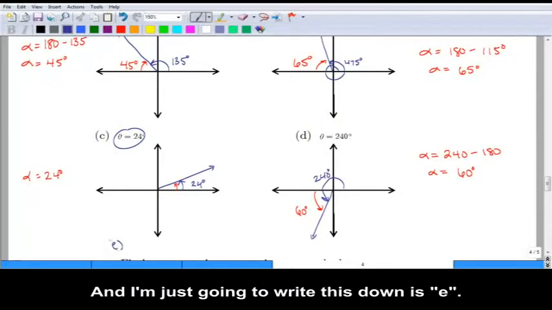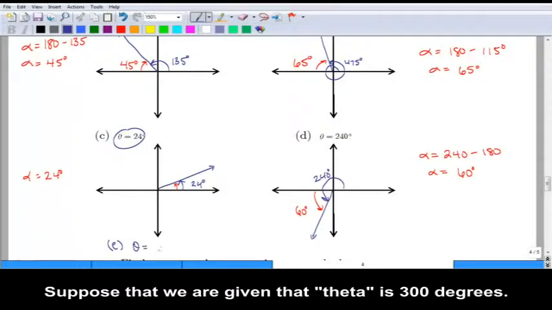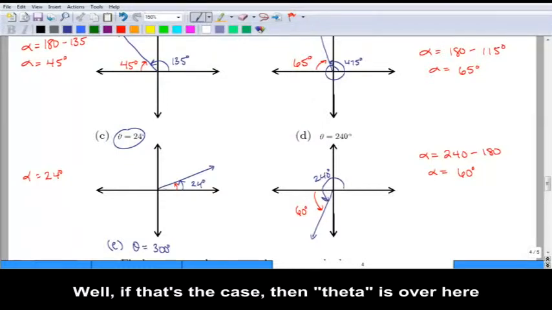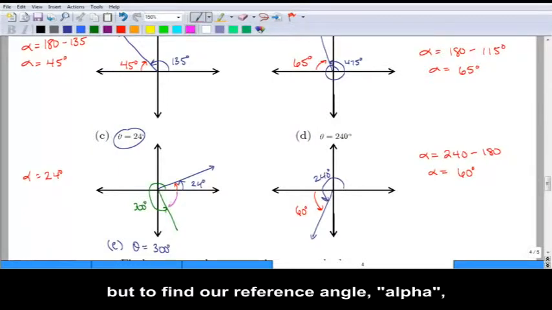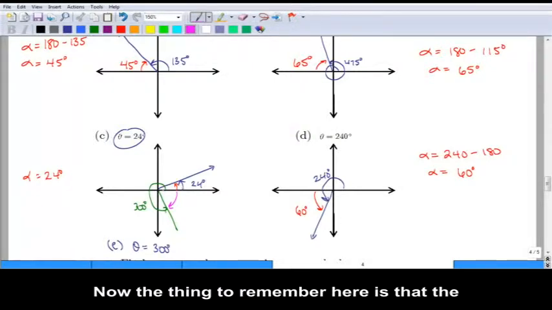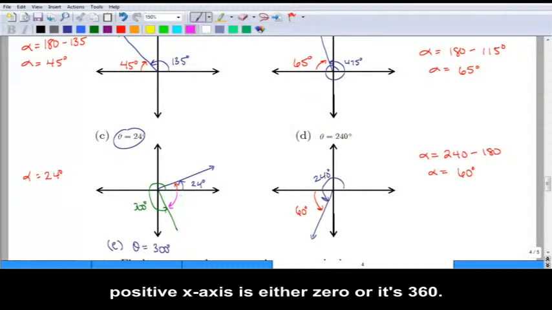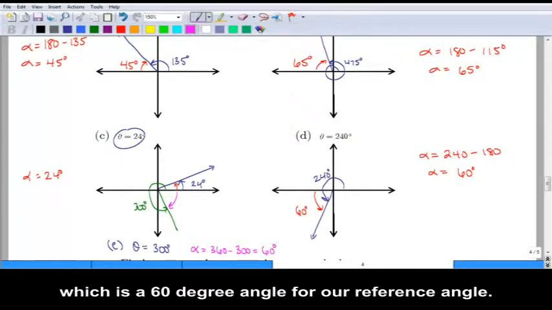Something else I want to do real quick, and I'm just going to write this down as E, is what happens if we're in quadrant 4. Suppose that we are given that theta is 300 degrees. Well, if that's the case, then theta is over here, and we would go all the way around to get our 300 degrees. But to find our reference angle, alpha, again, we'd be coming from the positive x-axis. Now the thing to remember here is that the positive x-axis is either 0 or it's 360. So in this case, alpha is going to be 360 minus our 300 degrees, which is a 60-degree angle for our reference angle.